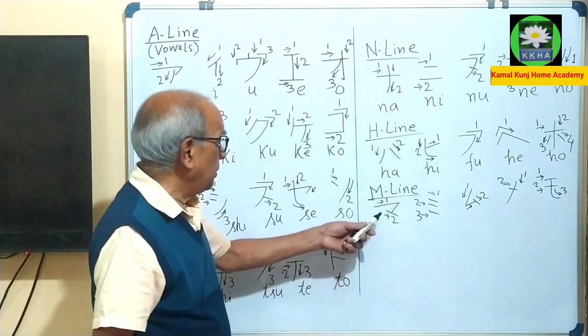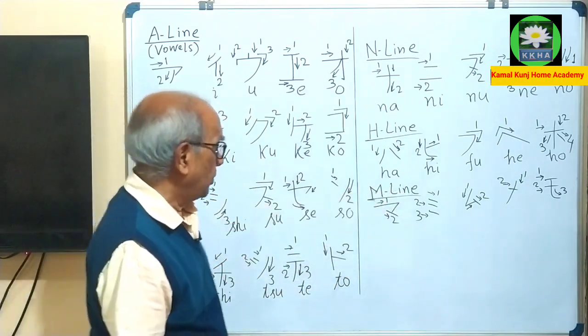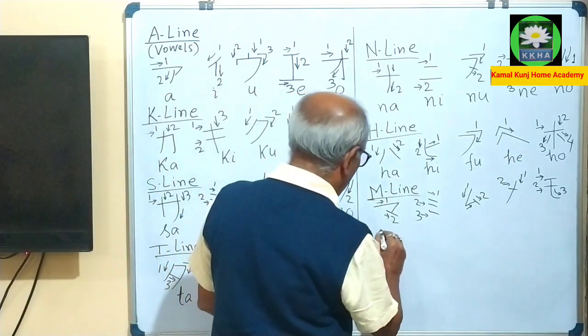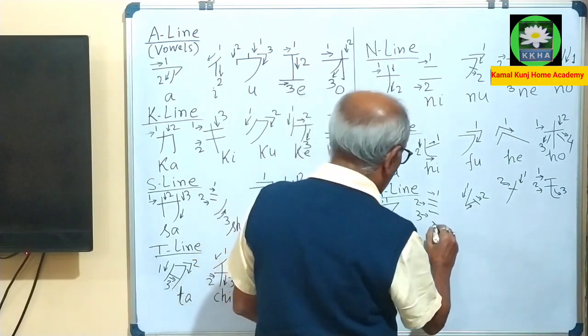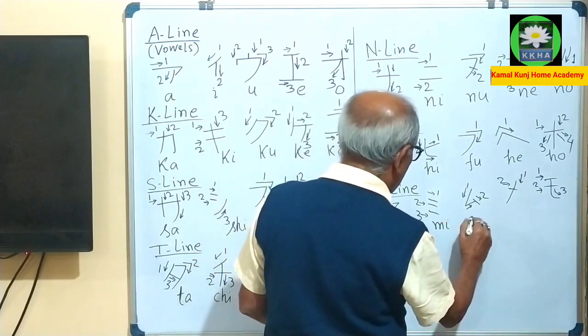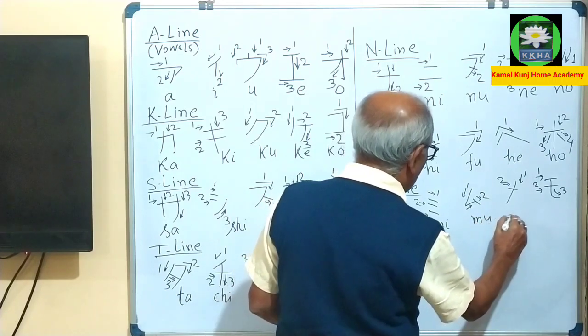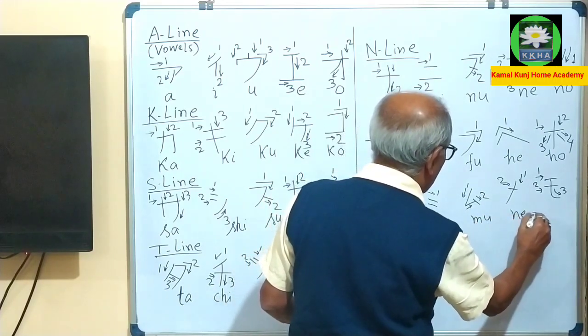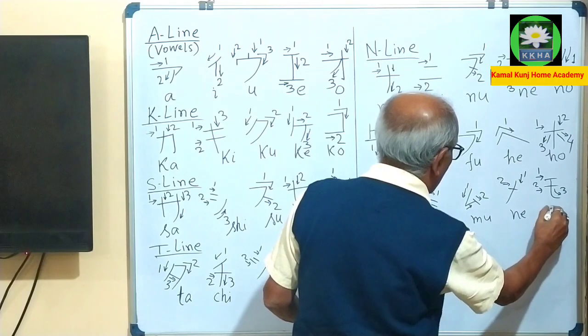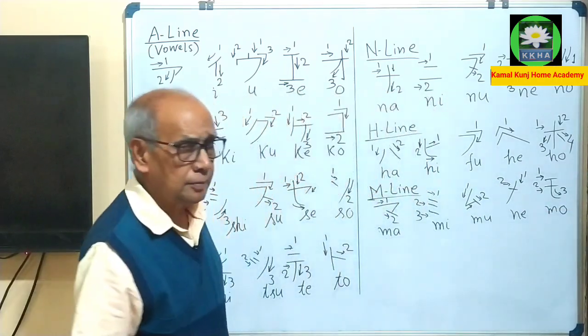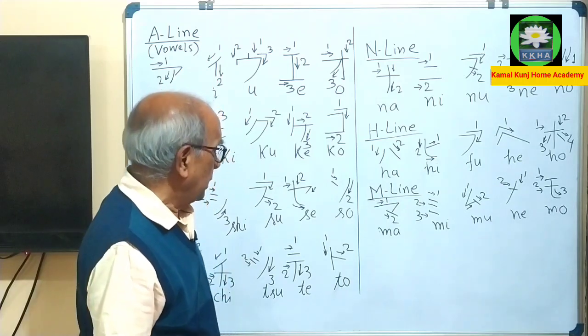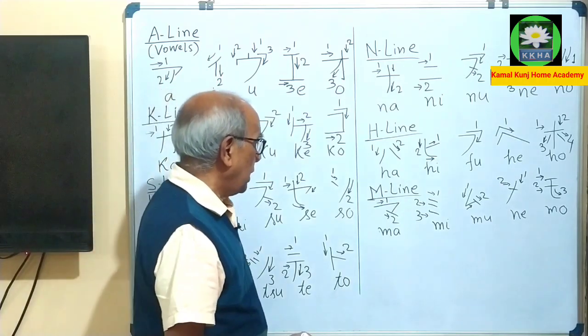So these are M line katakana pronounced as ma, mi, mu, me, and mo. Next is Y line katakana.